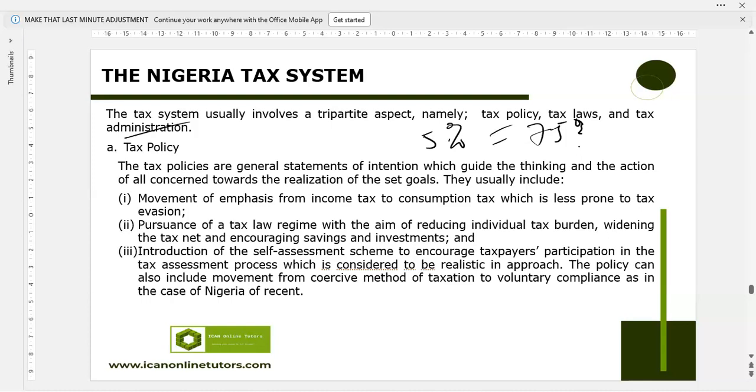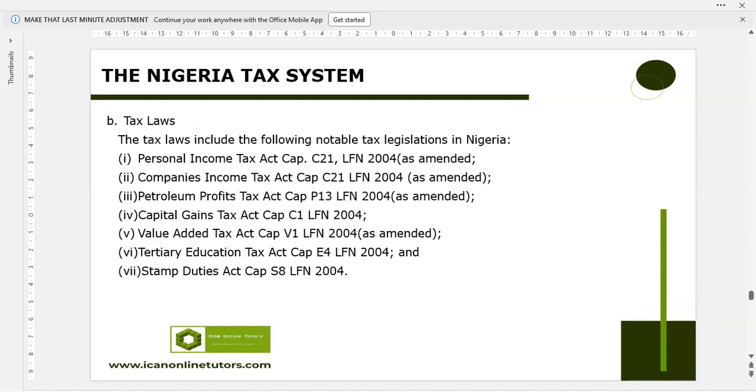So in Nigeria, we practice a self-assessment tax scheme, whereby individual taxpayers and corporate taxpayers assess themselves to tax and pay what they feel is due as tax. Later on, the government comes for audits to assess whether they have paid what is due from them.